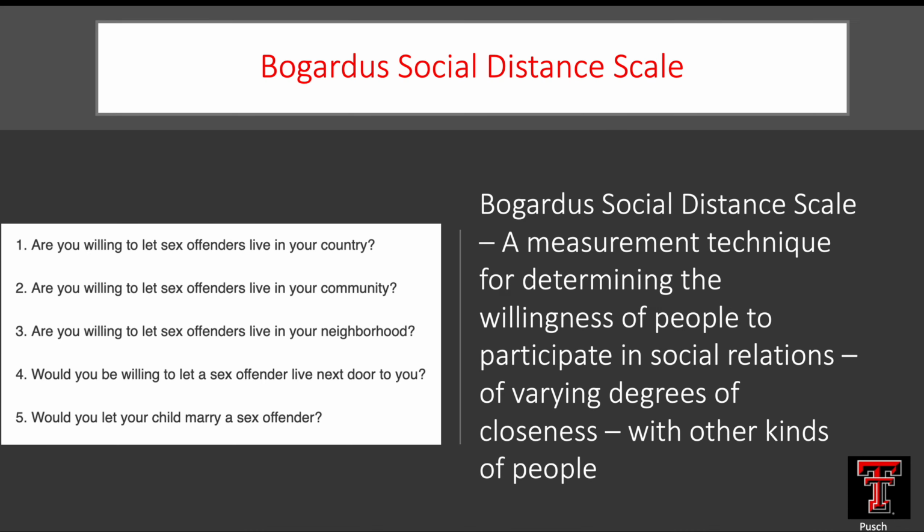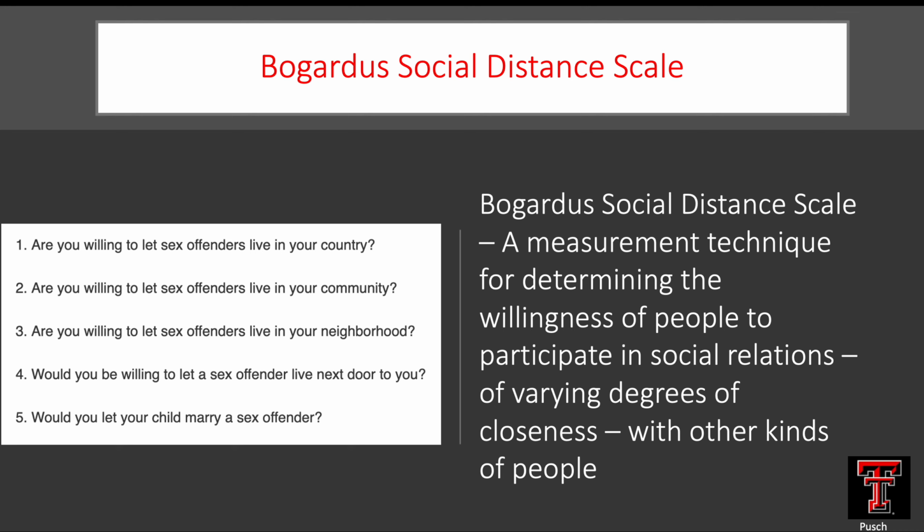Okay, so we're going to talk a little bit about some of the different scales that we might use. First is the Bogardus social distance scale. This is a measurement technique to determine the willingness of people to participate in social relations, looking at the various degrees of closeness with other types of people.